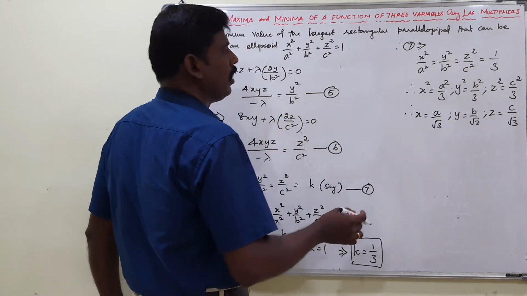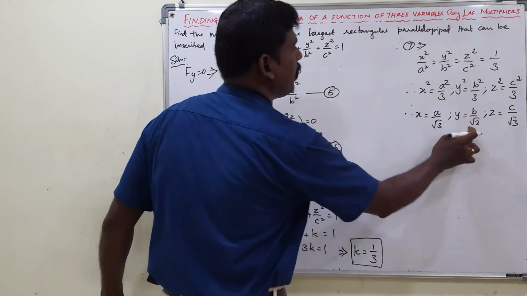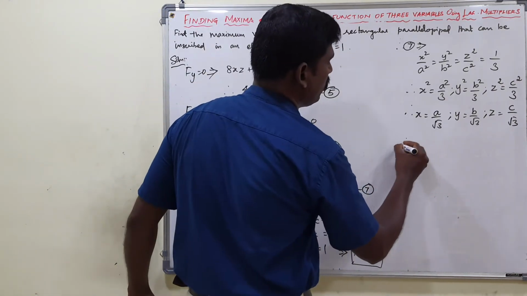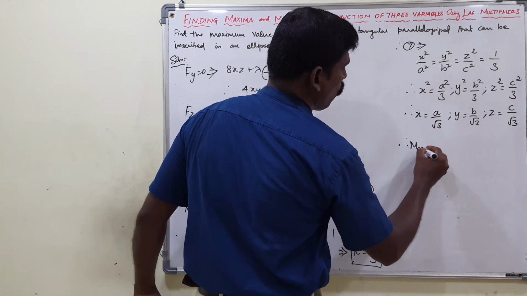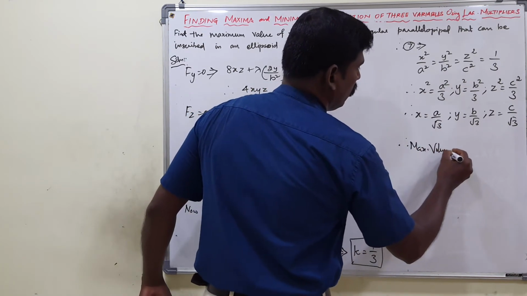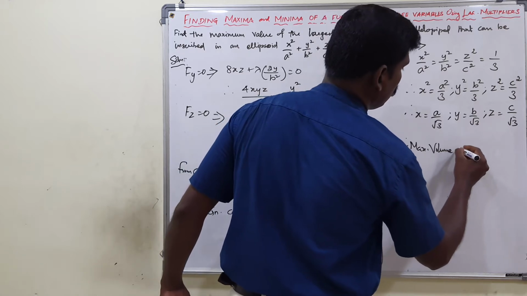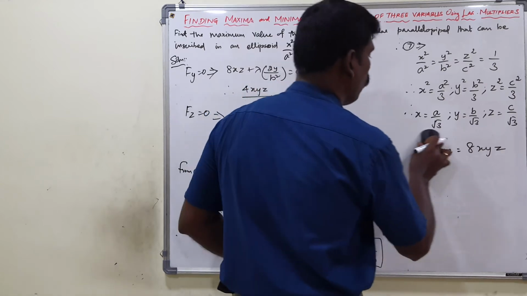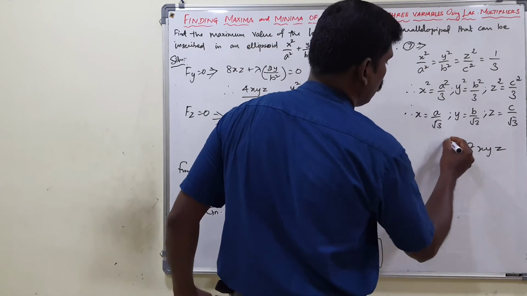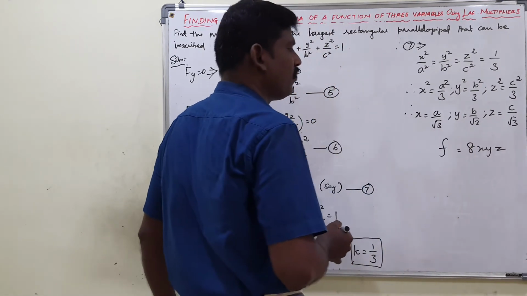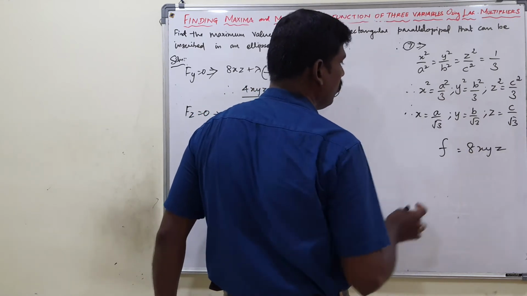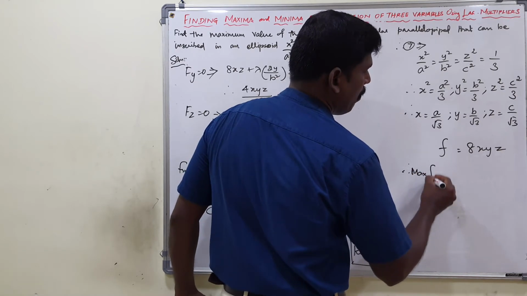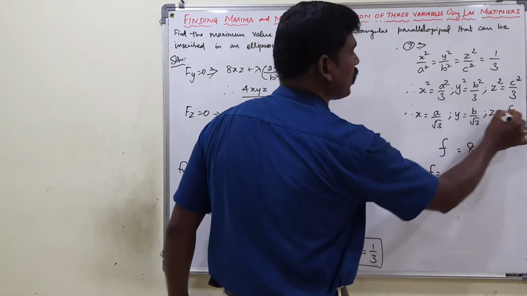That means the semi length of the length, breadth and height of the rectangular parallelepiped. Therefore, we want to find out the maximum volume, isn't it? So maximum volume is equal to 8 into x, y, z, isn't it? Volume f is equal to 8xyz. That's why we take it in equation number 1. Therefore, maximum f is obtained by substituting these x, y, z values here.